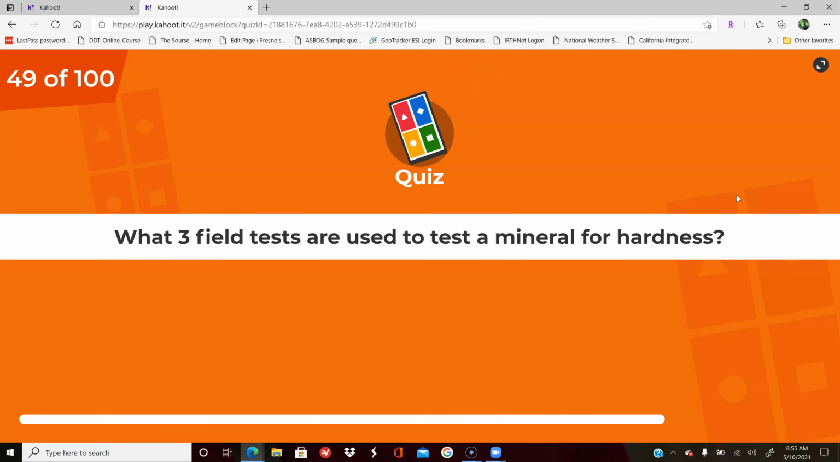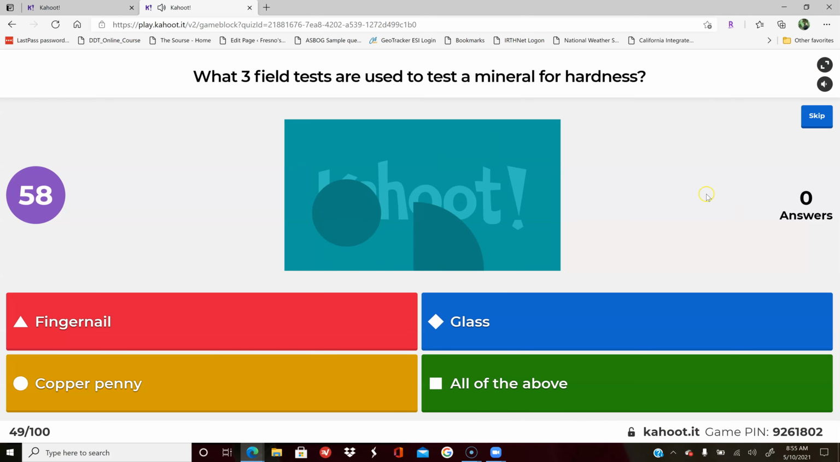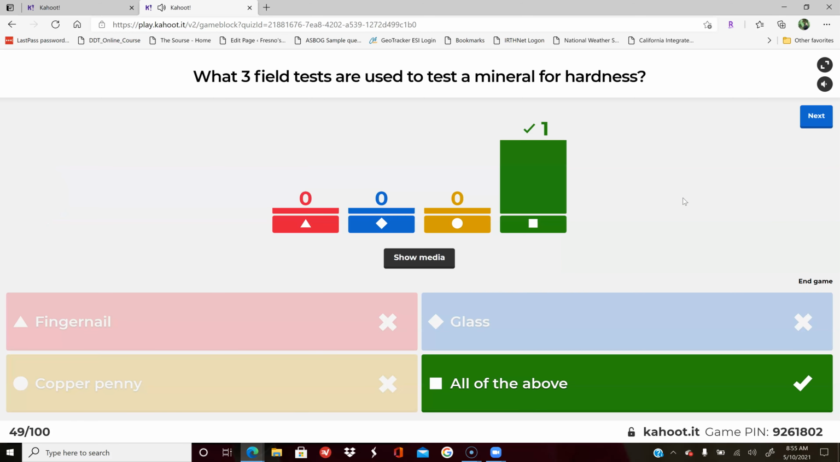What three field tests are used to test a mineral for hardness? Fingernail, glass, copper penny, all of the above. All of the above. It's asking for three, and it listed three and then gave you an all of the above.